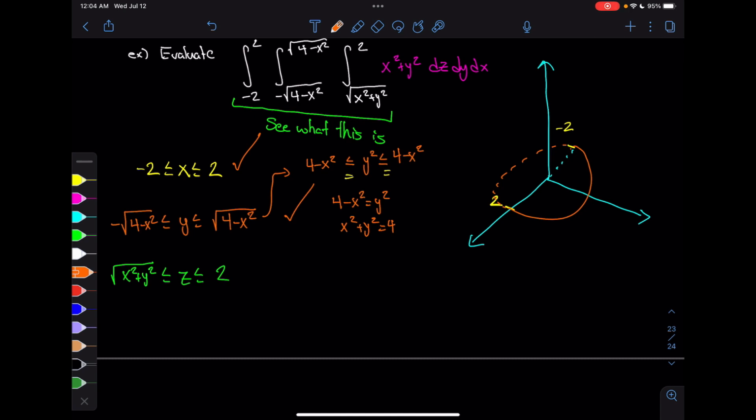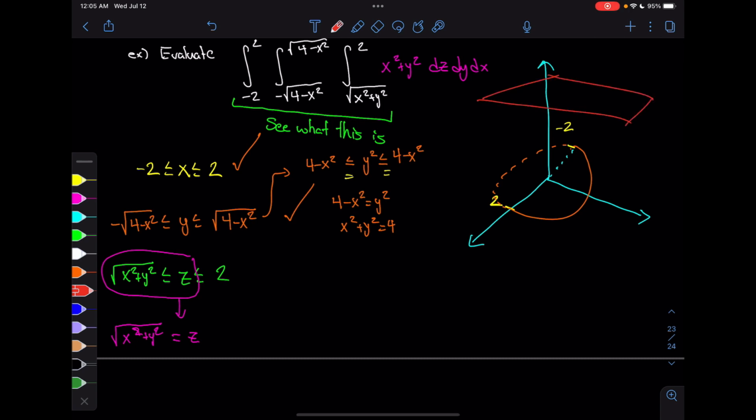All right, so what is this? Well, if you don't know, it's a cone, but if we're not sure, we could do traces. We could ask, what does z equals the square root of x squared plus y squared look like? Because I know what z less than or equal to 2 looks like: it's some plane up here at z equals 2. So we just need to figure out what z greater than is, and what shape this is.